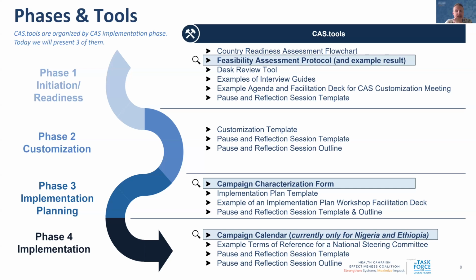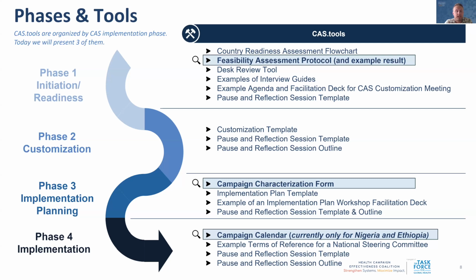Phase 2 is all about tailoring the CAS to your country's context. This includes identifying specific stakeholders, adapting language, and setting up timelines. Here you will find a customization template, sample products from Nigeria and Ethiopia, and methods that can be used to gather feedback. In phase 3, the focus then shifts to how the strategy will actually be implemented.